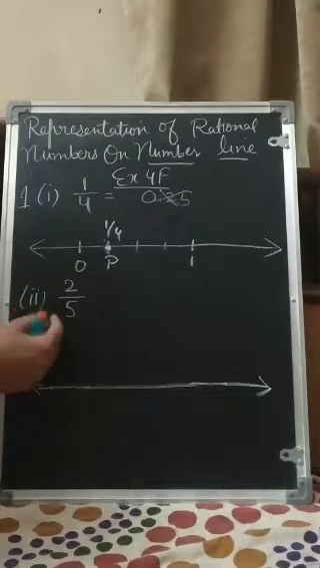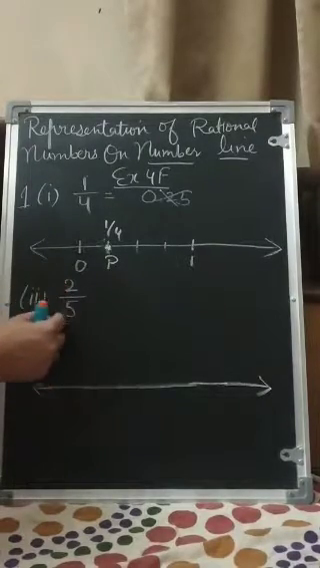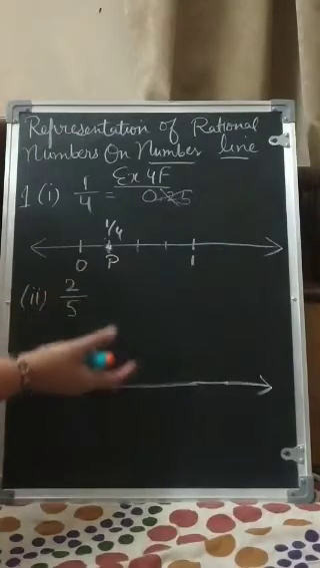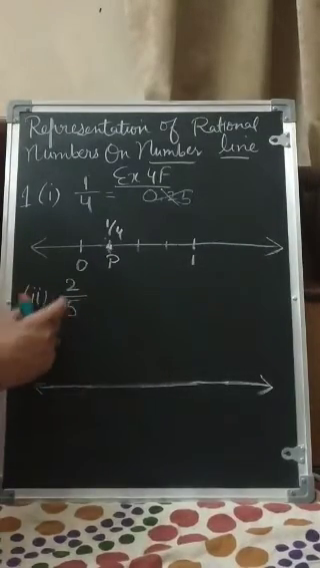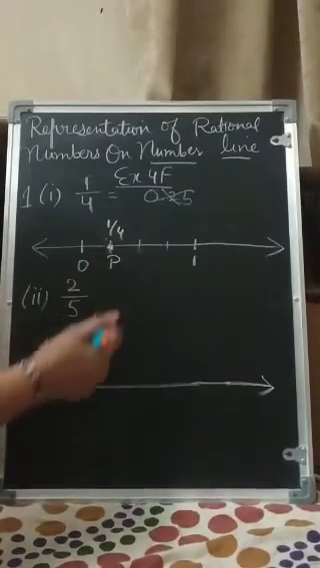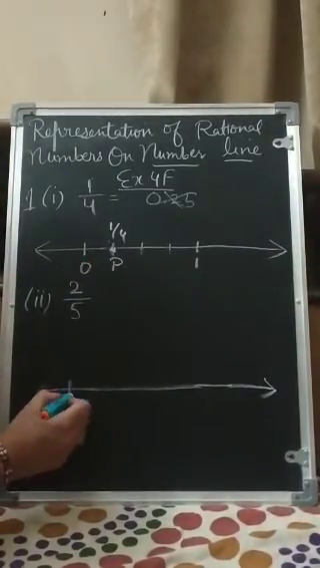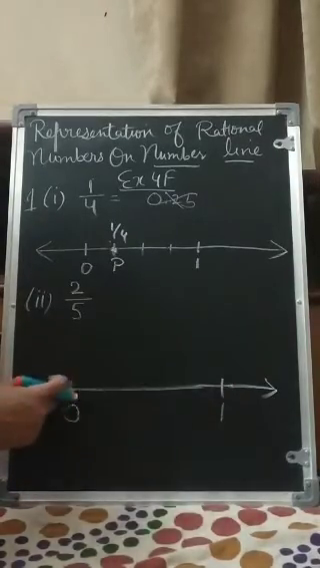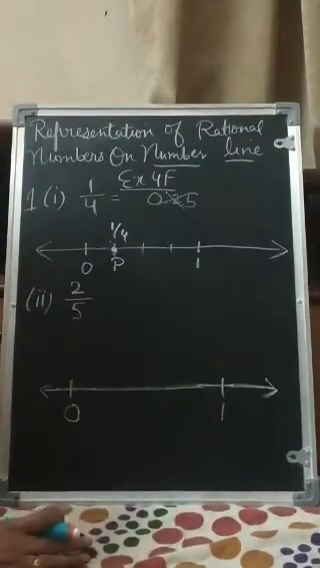Now second part, 2 by 5. First of all, you will see this number. It is a proper fraction and it is less than 1. So our number line will vary from 0 to 1. So you will make only 0 to 1. This distance you can take in any way. It can be small, big, that is your wish.